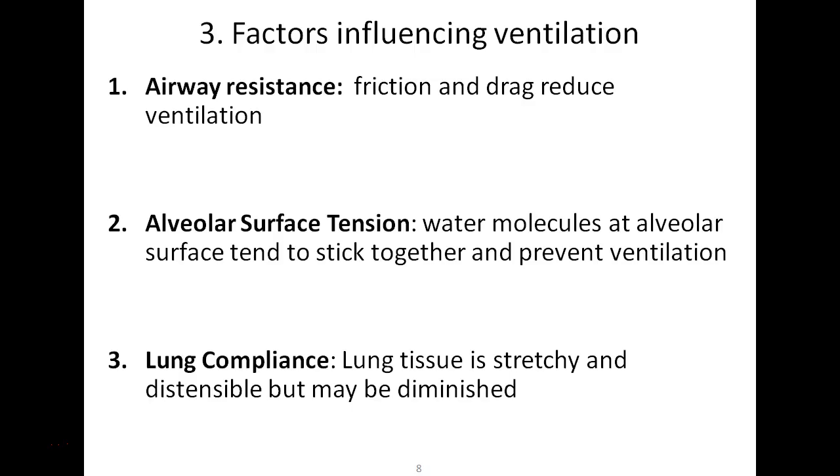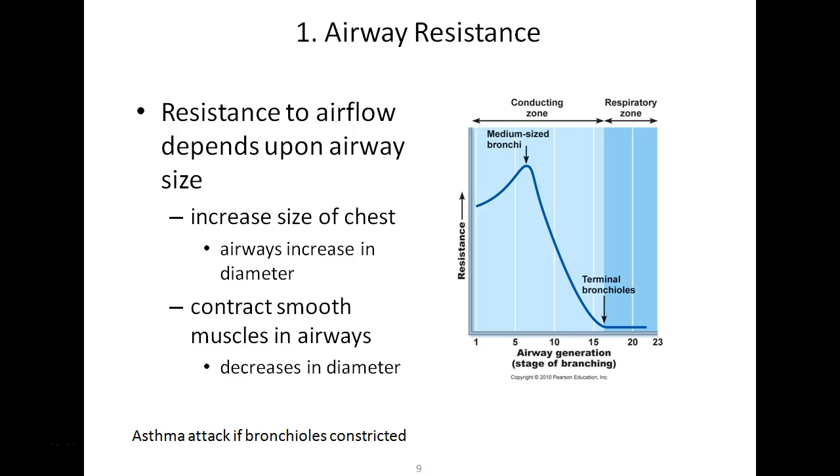Let's now turn our attention to factors that influence ventilation. We have three main factors: airway resistance, surface tension, and lung compliance. Let's look into each one of those. We say that airway resistance is going to be resistance to airflow, and that's going to depend upon the size of that airway. So let's look at this graph on looker's right.